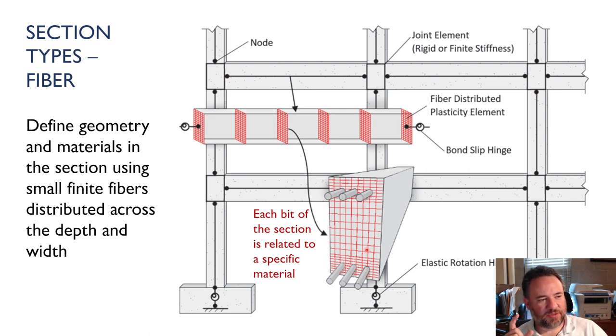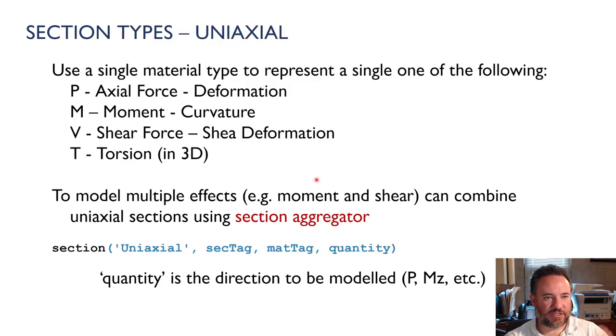And it actually saves me the trouble as well of having to model ahead of time using some other program or hand calculations what should be the moment curvature behavior. So let's say I have this beam here. If I wanted to do it with a regular section, one of these regular uniaxial sections, then I need to define a material that represents the moment curvature behavior of that section.